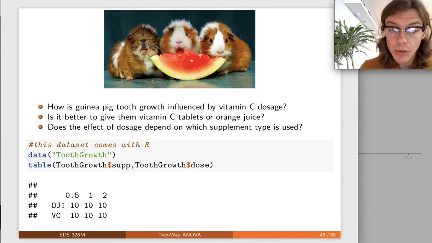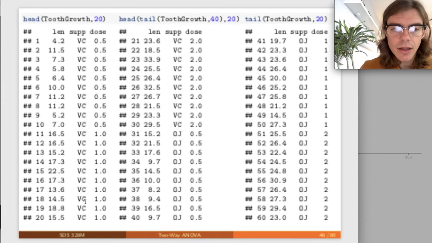How many guinea pigs got orange juice? 30, right? 10 and 10 and 10. How many guinea pigs got 2 milligrams? 20, right? How many got 1 milligram? 20. This is just tabling it, right?